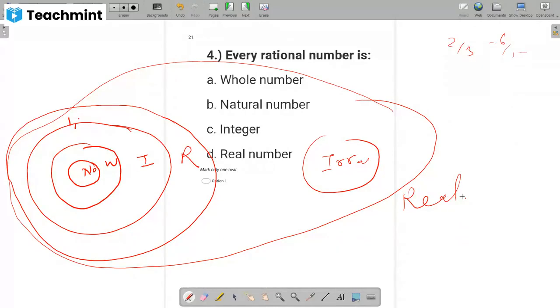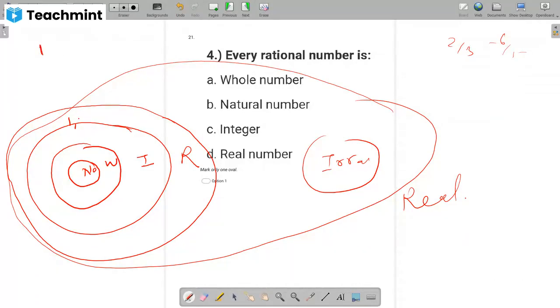So the question is, every rational number is a natural number, integer, real number? See, every natural number is a whole number. Is it correct? No. Why? Because in whole numbers we have 0, but in natural numbers we don't have 0. So which option is correct? Every rational number is a whole number, or natural number, or integer, or real number? Which one is correct?